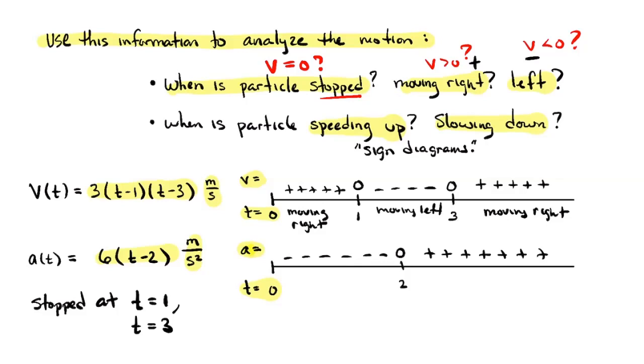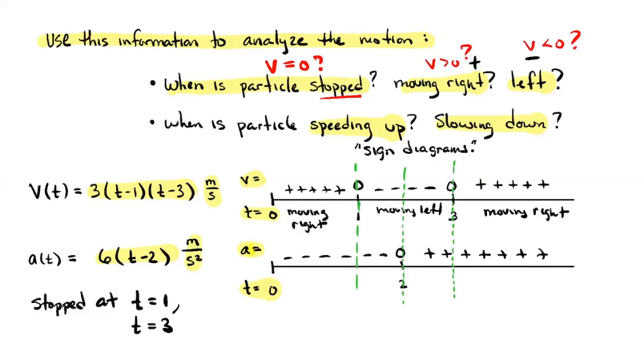I'm going to switch colors just to make it sort of pop out a little bit here. Let me switch to something, say, like green. And I'm going to draw some vertical lines through any t values where either the velocity or the acceleration was 0. All right. So the velocity was 0 at 1 and 3.